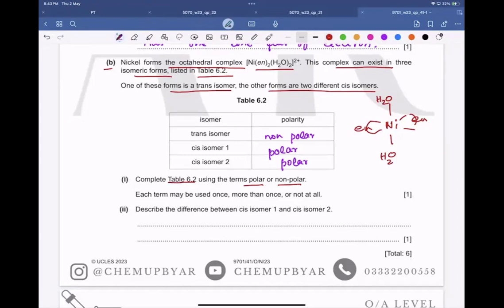Okay. Now, describe the difference between cis isomer 1 and cis isomer 2. So it's very easy if there are two cis isomers. If you see this one, this is a trans, right? So in the trans, the same groups are exactly opposite to each other. So there is no charge distribution because both sides have the same charge. So that's why it becomes non-polar. Now, if I draw the cis, let's suppose like this. So one H2O is over here, and let's suppose the other H2O is over here. So we got one en over here and one en over here. Let me share it again.